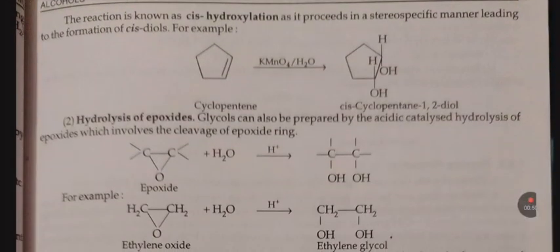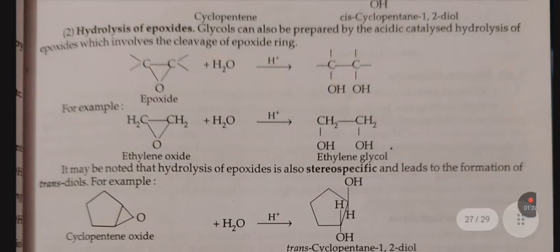The reaction is known as cis hydroxylation, as it proceeds in a stereospecific manner and leads to the formation of cis diol. For example, cyclopentene in the presence of KMnO4 and H2O gives cis-cyclopentane-1,2-diol. Hydrolysis of epoxides. Glycol can also be prepared by the acid-catalyzed hydrolysis of epoxide, which involves the cleavage of the epoxide ring. Epoxide plus H2O in the presence of H+, we will get diol.